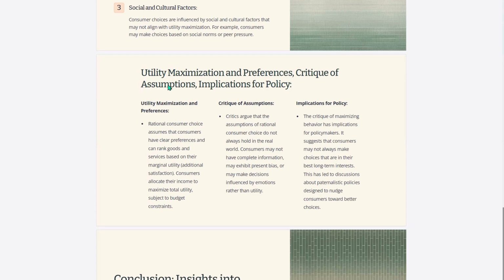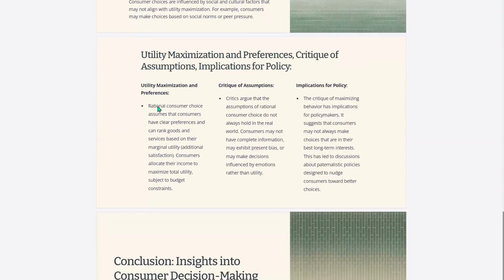So let's talk about how this happens. Rational consumer choice assumes that consumers have clear preferences. What does rationality say? The customer knows everything. Customers have clear preferences and they can rank goods and services. Meaning, in first place my preference is this, in second place this, and customers can identify which product is going to give me the maximum utility. Therefore, based on this ranking system, consumers allocate their income so that they can distribute the budget accordingly. This is what rational consumer choice assumes, right?